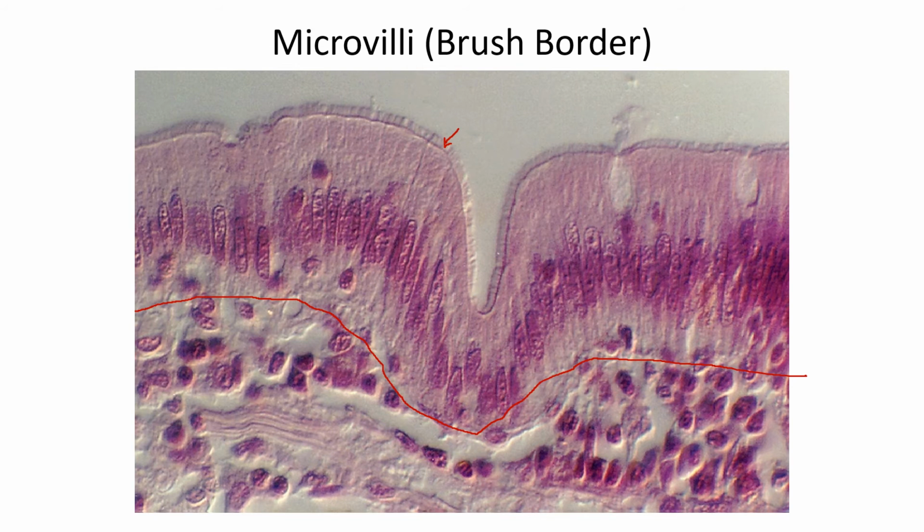This is columnar epithelial tissue. You can see the nuclei, those are the dark purple ovals. And then again, at the other end, at the apical end, we have these microvilli that make this fuzzy layer that's known as the brush border.